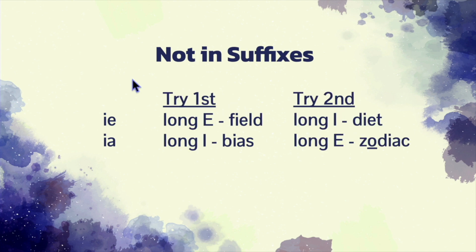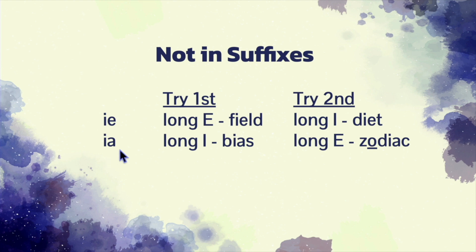If you see an I and an E together in the middle of a word, try the long E sound first, like in field. If that doesn't give you a word you recognize, then try splitting it and giving the I the long I sound, like in diet. But most of the time in the middle of a word, it will have the long E.